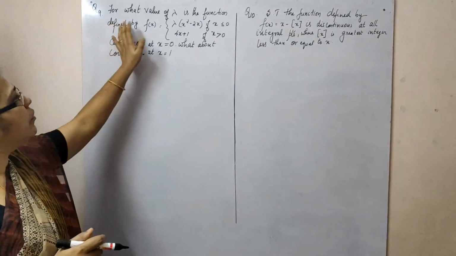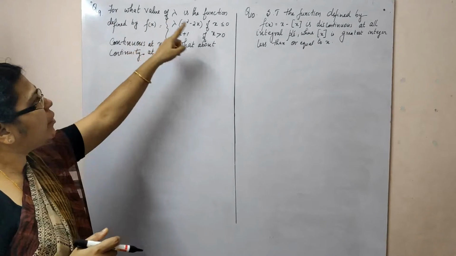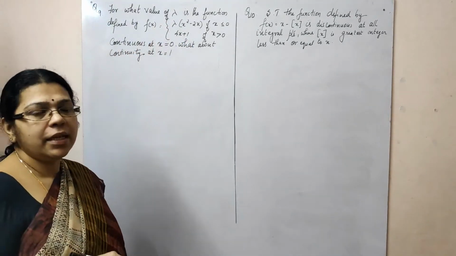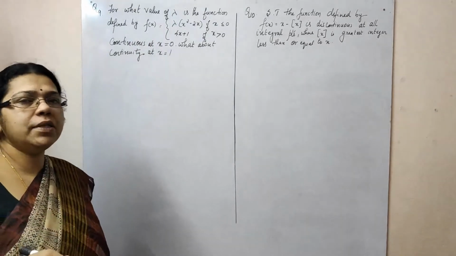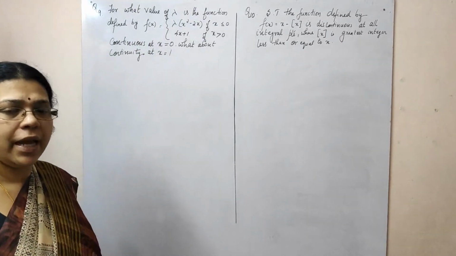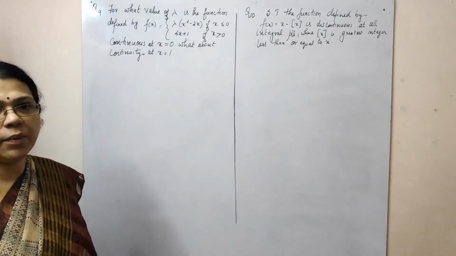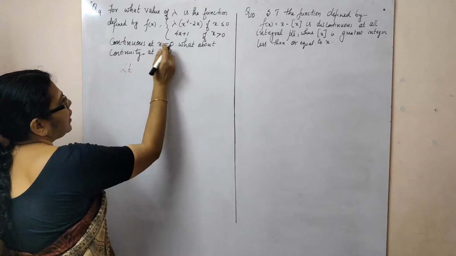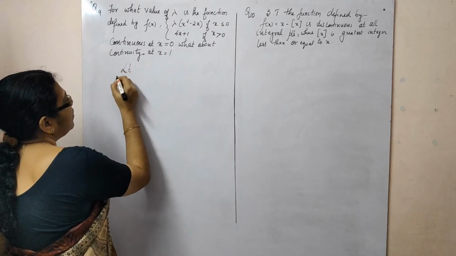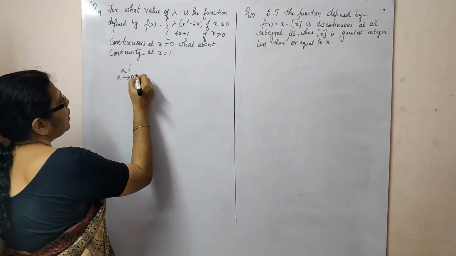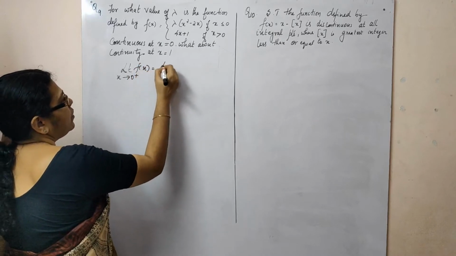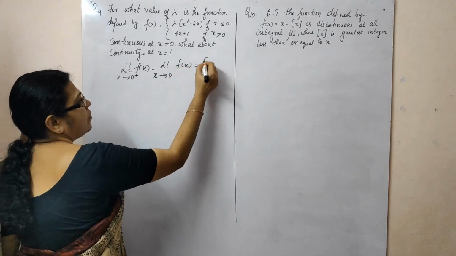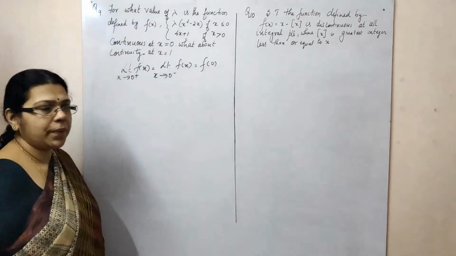See the first part. What is it said? For what value of lambda is this function continuous at x is equal to 0? That is, the function is said to be continuous at x is equal to 0. Right? And for what value of lambda is the question. So if the function is continuous at x is equal to 0, then limit x tends to 0 plus f of x is equal to limit x tends to 0 minus f of x is equal to f of 0. Isn't it? Yes.